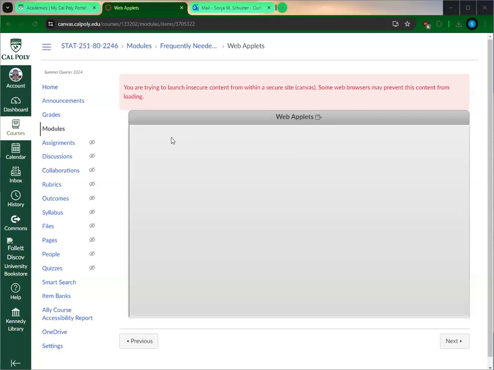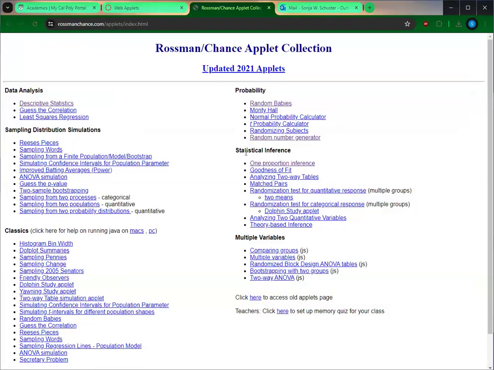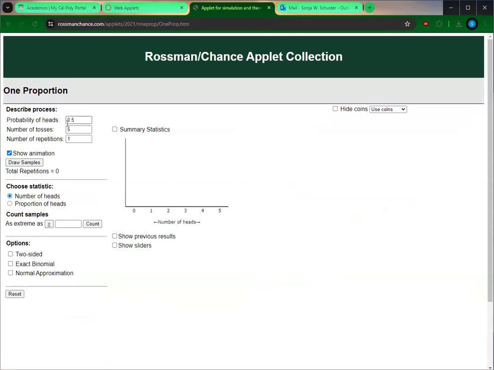So here we are. Yours is going to look a little bit different because this is in my view of Canvas. But if I click on Web Applets, I'm going to go down. We're looking at statistical inference. That's what we're working on now. One proportion, because we're looking at just one proportion. Now here, probability of heads. This is strictly if you're doing a coin toss. But here, we're looking at the 15%. And that changes it to pi, which is also the same thing as p that we use. And that's the notation our textbook uses, a p instead of pi.